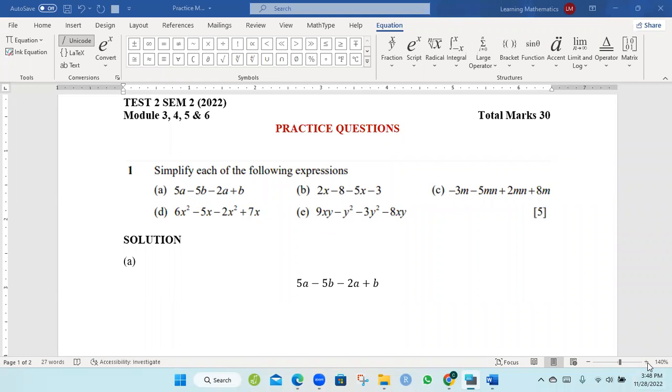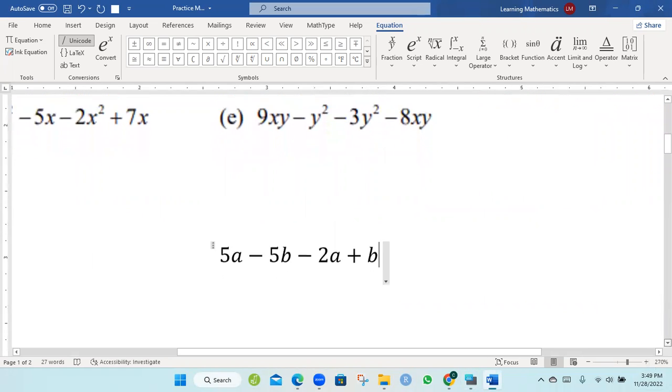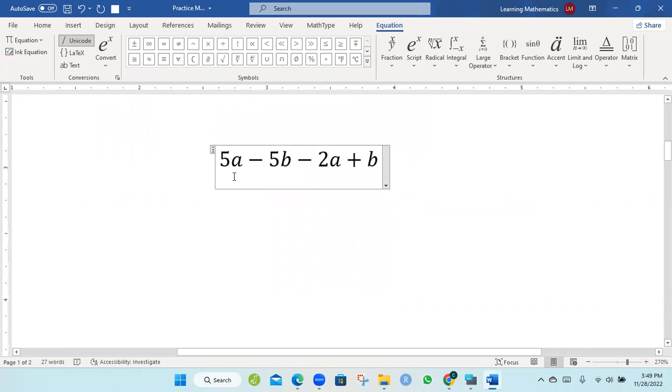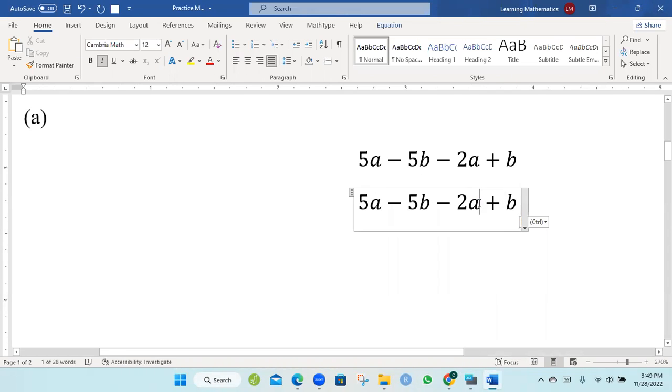So to simplify this, we need to bring like terms together. Like terms will have the same letter with the same power. The coefficients can be different, but the letter has to be the same and the power has to be the same. So 5a is like negative 2a. So we have to bring 5a and negative 2a side by side. So negative 2a is going next to 5a.